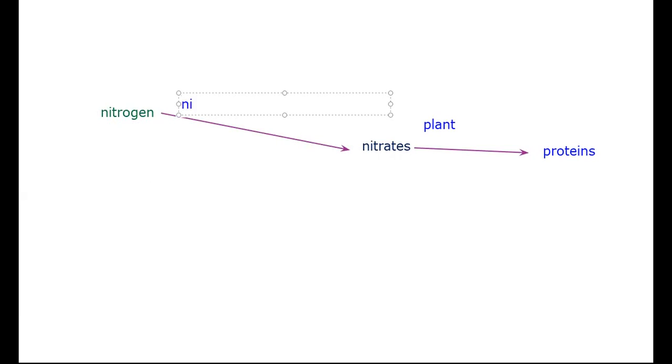Nitrogen fixing bacteria. So nitrogen gas is the first source of nitrates in the soil. Nitrogen gas found between soil particles will be changed into nitrates by the action of nitrogen fixing bacteria.